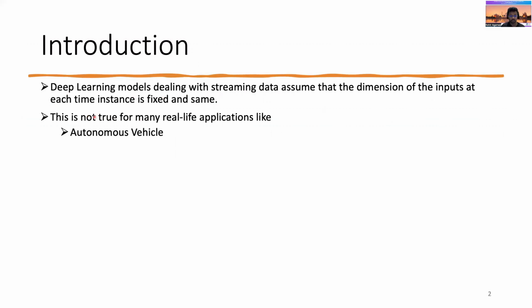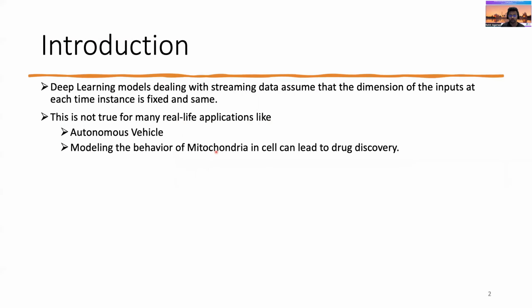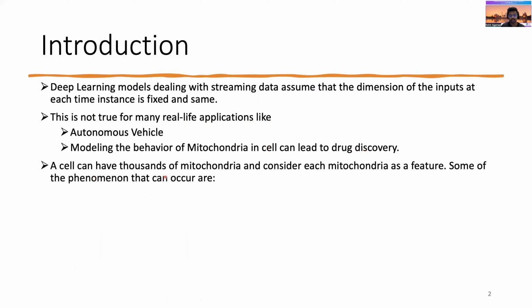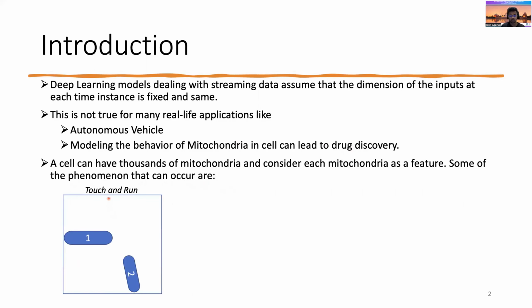But this is not true for many real-life applications like autonomous vehicles, or modeling the behavior of mitochondria in a cell, which can lead to drug discovery. For example, a cell can have thousands of mitochondria, and we can consider each mitochondria as a feature. Some of the phenomena that can occur are touch and run, where you have two mitochondria, 1 and 2, at time step t equals 1. Mitochondria 2 starts moving towards mitochondria 1 and touches it, giving us a new mitochondria 3 at time step t equals 2. Further, mitochondria 2 moves away from mitochondria 1, giving back 1 and 2 at time step t equals 3.